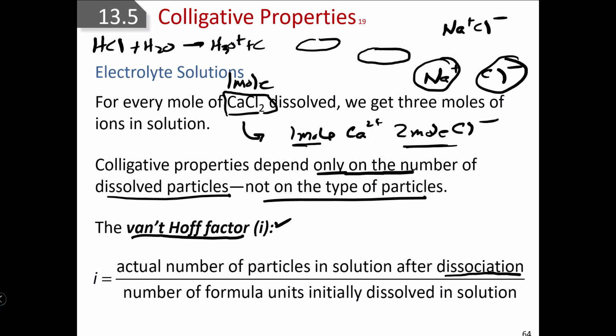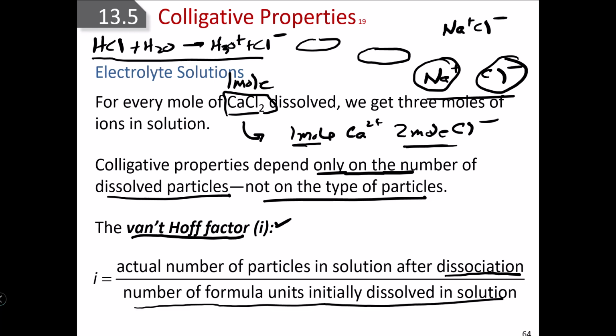We form ions this way, but this is ionization, this is dissociation. So the Van 't Hoff factor is the number of particles in solution after dissociation divided by the number of formula units initially dissolved in the solution. Okay, so this is called a formula unit here, formula unit.